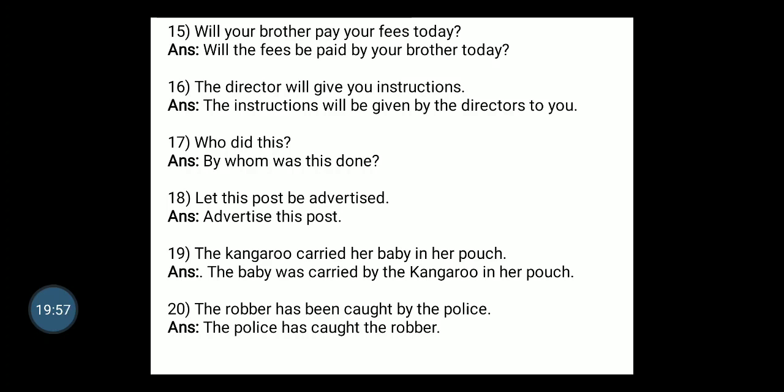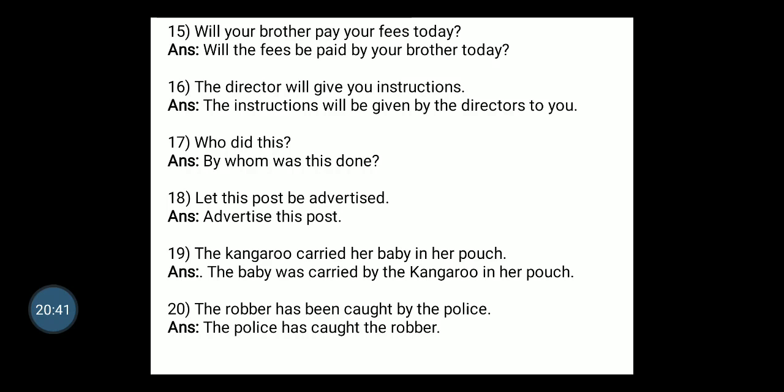Let the post be advertised. A simple one: advertise the post. Change the voice: let the post be advertised. How will get out be? You are ordered to get out. Get out, change the voice: you are ordered to get out. Is it clear? Advertise the post: you are requested to advertise the post. This way we can also change active to passive. You are requested, you are ordered to get out. Be careful about these very confusing sentences, and these types of sentences will be asked in interviews.